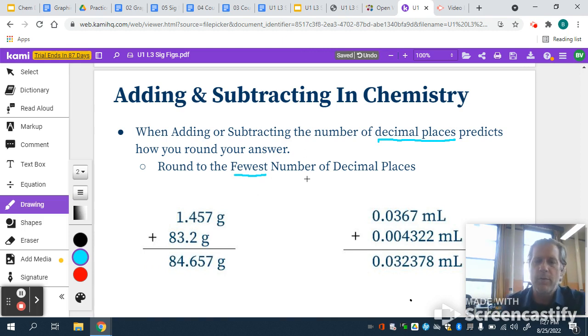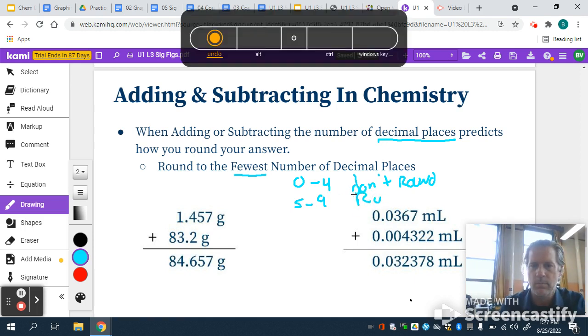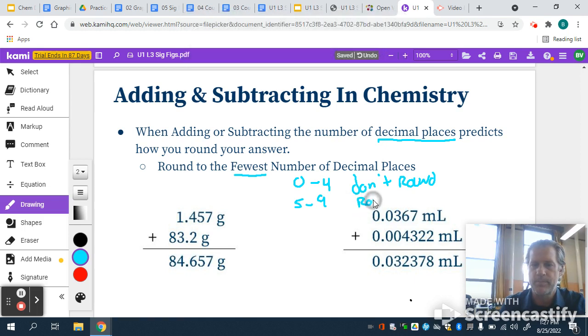To quickly review rounding, if you have a number from 0 all the way to 4, you don't round, or the number stays the same. If you have a number from 5 to 9, round up. So you round up.